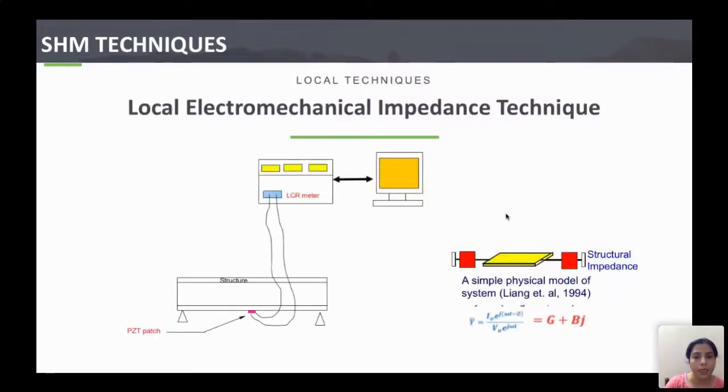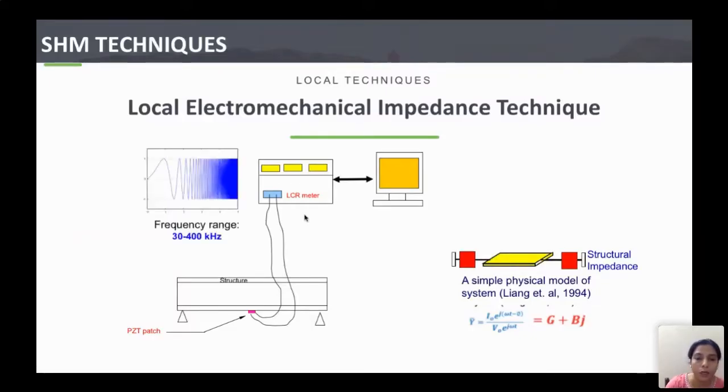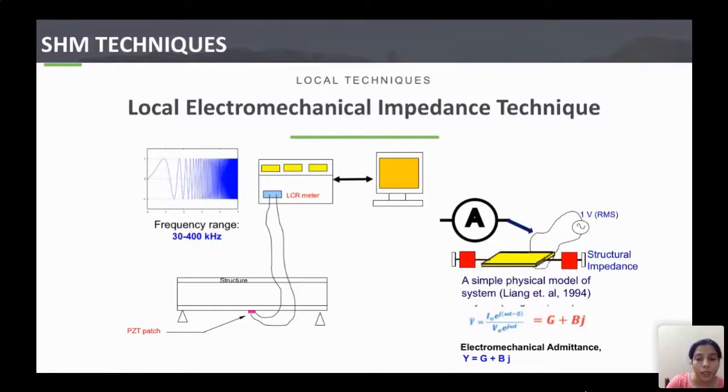Next is the local EMI technique. In this technique, we attach a piezoelectric patch to the structure, and using this machine, an LCR meter, we give a sine wave voltage to the PZT patch, which causes actuation in the PZT. I told you the PZT patch can act as both actuator as well as sensor. In the first stage, when you have given the sine wave voltage to the PZT patch, it starts actuating, acting as an actuator here. Since the PZT patch is attached to the structure, the surrounding structure will also start vibrating. In the second stage, the same PZT patch starts acting as a sensor, and it senses the vibration of its surroundings and gives the result in the form of conductance and susceptance. So we'll see how they look. Another important thing which we have to see here is the frequency range.